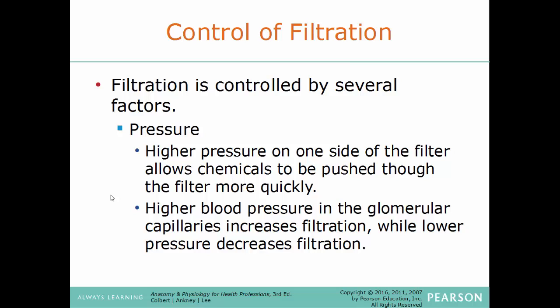This is called the Bernoulli effect in physics. You have fluid moving through a more narrow space, so its velocity will increase. Well, it's the same thing that goes on in your nephrons. Because the efferent arteriole is narrower, or the diameter is smaller, it will flow faster. So the faster it goes through, the more it can be filtered at a faster rate. So a higher blood pressure in the glomerular capillaries will increase the filtration, and of course the opposite will be true. The lower blood pressure will decrease filtration.